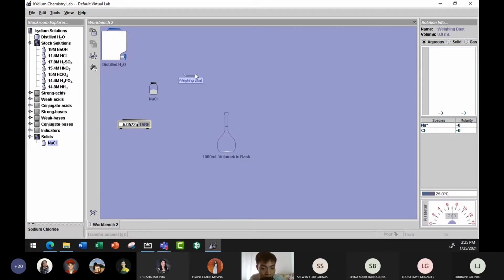Pwede nyo i-zoom yung screen nyo. Kunwari, you have your iPad with you or your phone. Paki-pinch na lang para ma-zoom. Okay? Pag nasa laptop, hindi ko alam kung paano mag-zoom. Ganun na lang kayo. Squint na lang eyes ninyo.